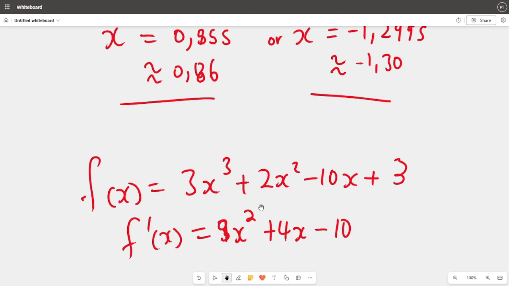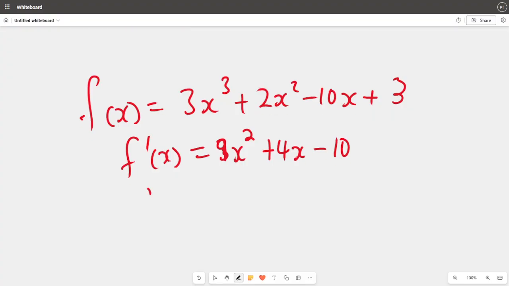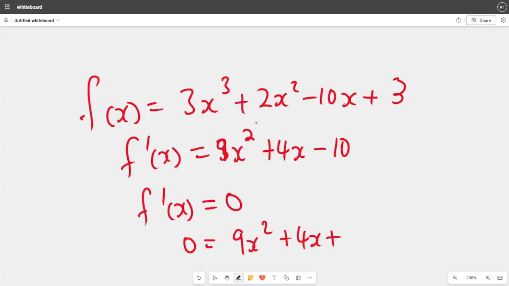And you do know that continuing from here, we have to let our first derivative be equal to 0, meaning that the gradient at the turning point is 0. So we're going to say 0 equals 9x squared plus 4x minus 10.